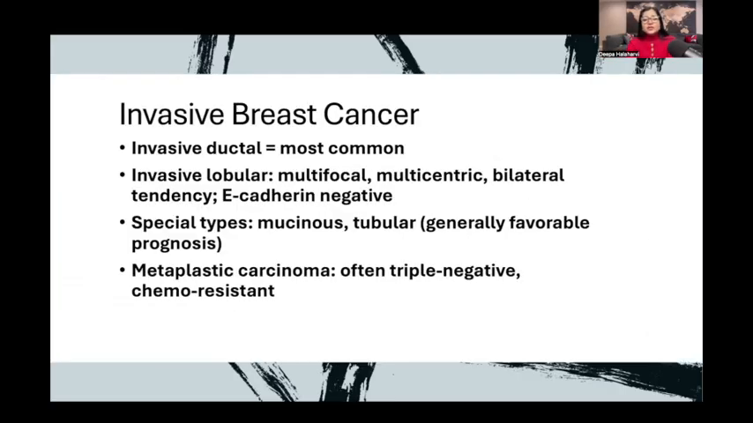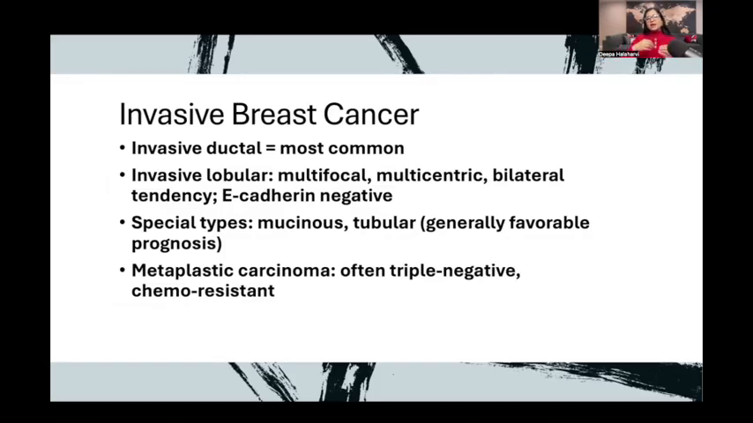Invasive breast cancer, invasive ductal is the most common, followed by lobular. Lobular typically tends to be multifocal, multicentric, bilateral. Pathologists will usually call it E-cadherin negative. I think of E-cadherin as a glue that can clump all the cells together. When you don't have the glue, the cells form a single line pattern. And that's why these are sneaky cancers. They're not seen very clearly on a mammogram.